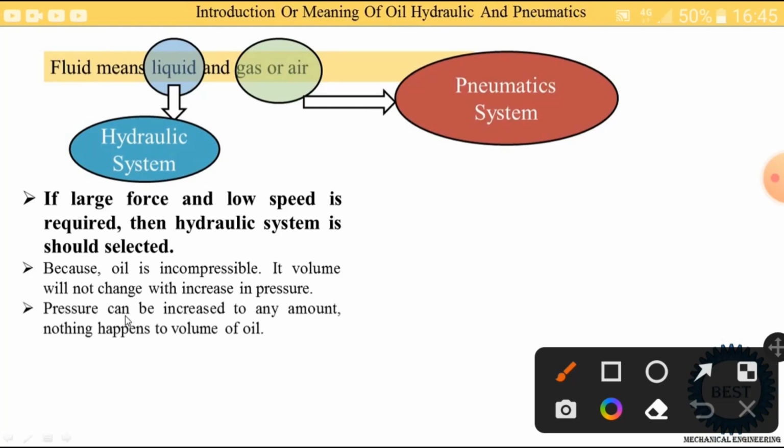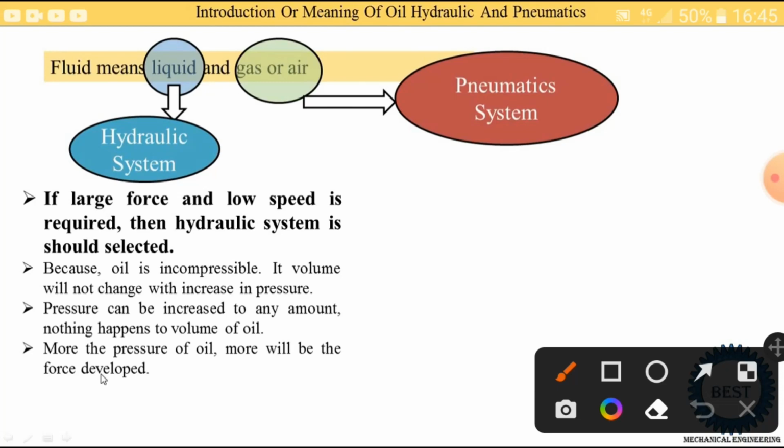Generally in a hydraulic system, the pressure of the oil is up to 500 bar, or more is also possible. In every system 500 bar is not used, but up to 500 bar it is possible to use. The more the pressure of oil, the more force is developed. Higher the pressure, higher the force developed.